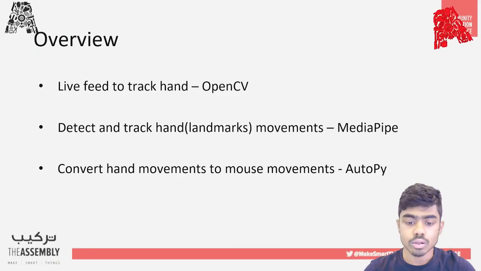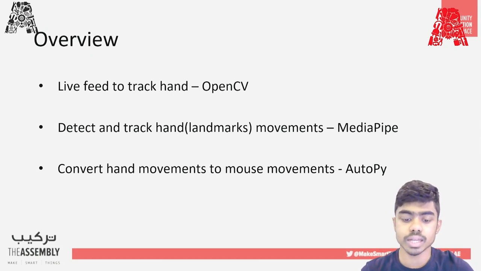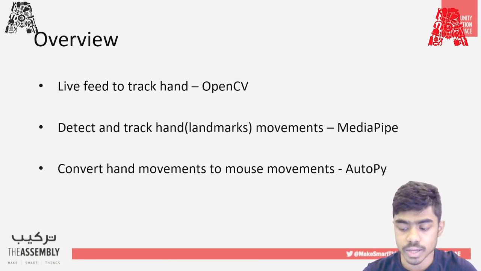My name is Keenan and today I will show you how to virtually control your mouse with Python using OpenCV, MediaPipe and AutoPy. Let me give you an overview of today's workshop. This workshop is divided into three sections. First, we're going to take a live feed to track our hand using OpenCV. Then we're going to detect and track hand landmark movements using MediaPipe. Then once we convert the movements into coordinates, we can convert hand movements to mouse movements using AutoPy.